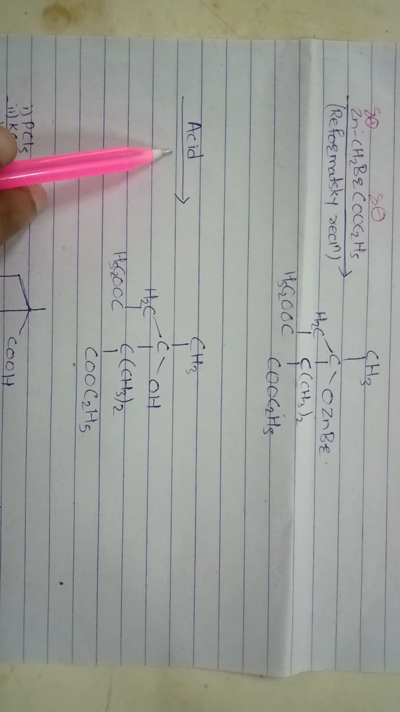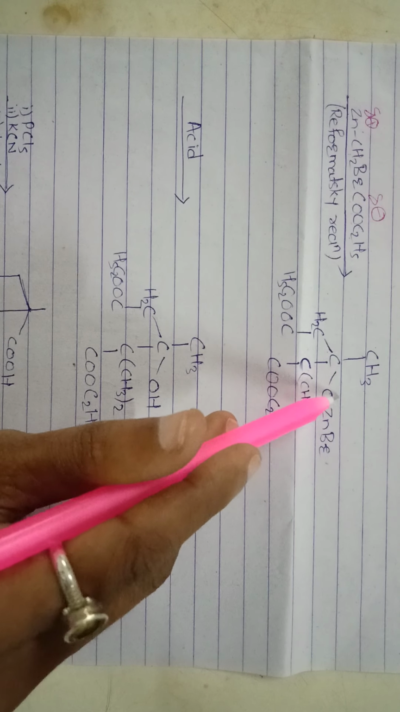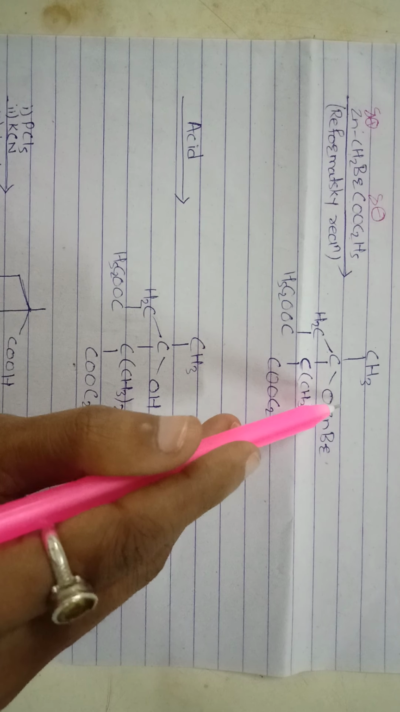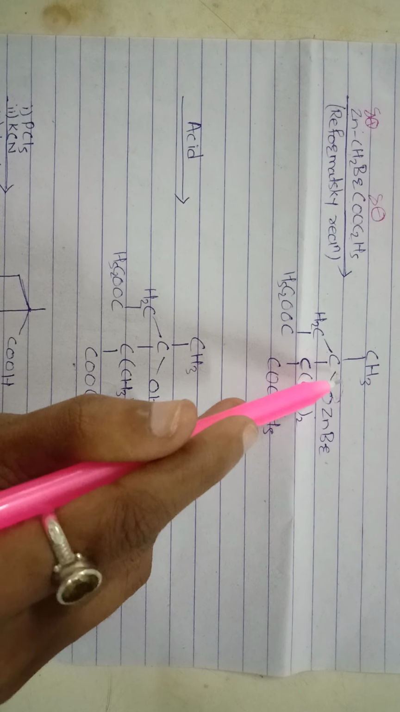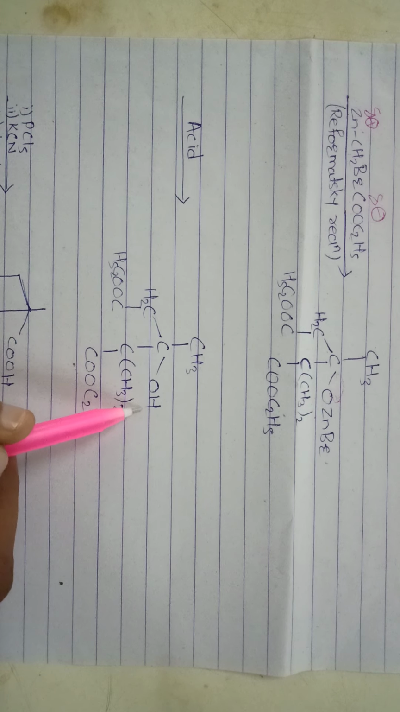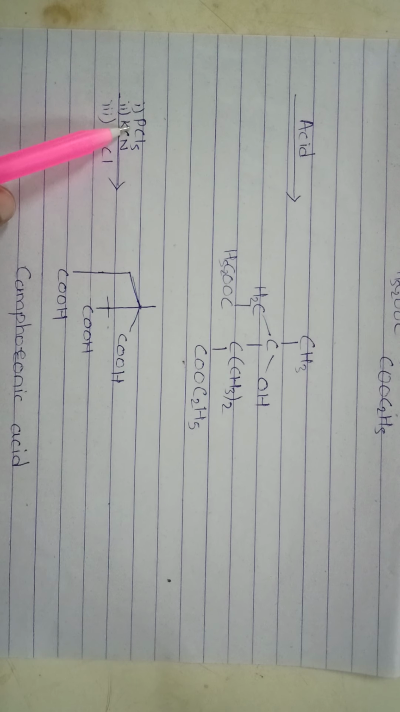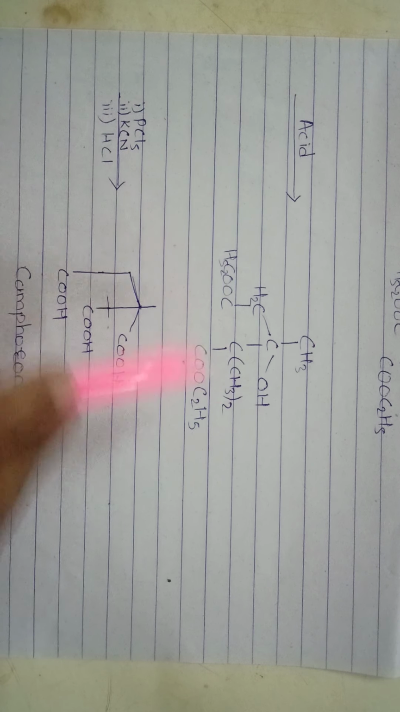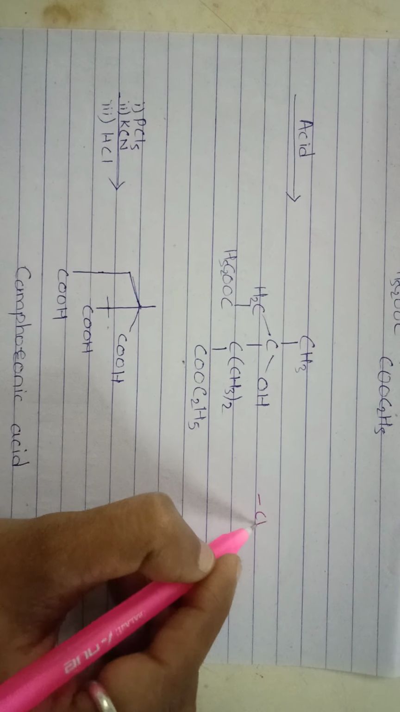Then next step, in the presence of acid, O negative moves onto this carbon atom and an OH group is formed. Then in the next step, in the presence of PCl5, the first OH is converted to the Cl group.